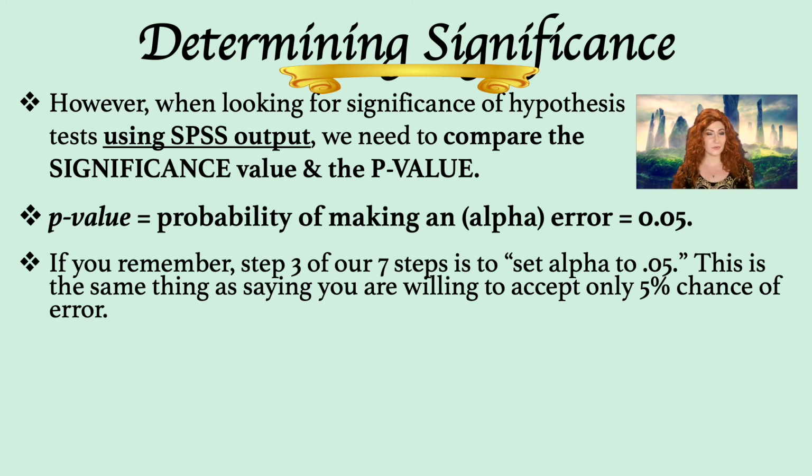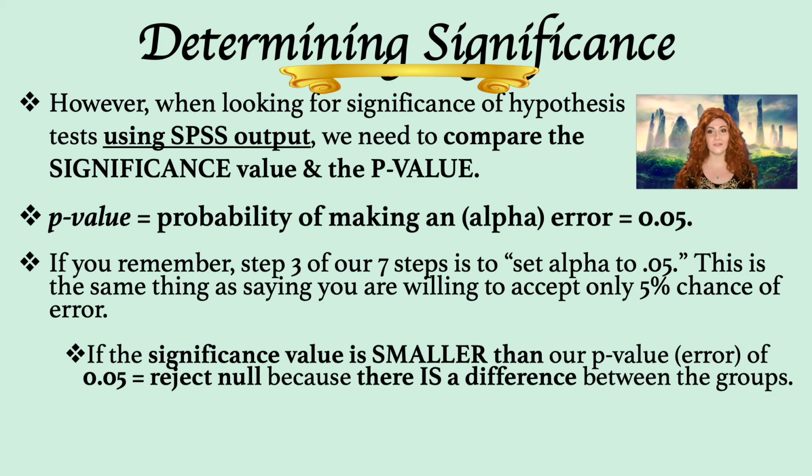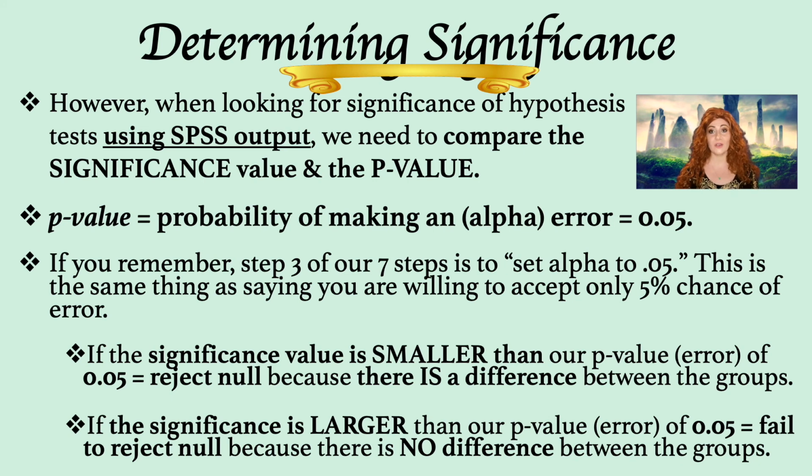If you remember, step 3 of our 7 steps was to set alpha to 0.05. This is the same thing as saying that you're willing to accept a 5% chance of error. So if the significance value that you see in your output is smaller than your p-value of 0.05, you are going to reject the null and conclude that there is a difference between the groups. However, if the significance value you see in the output is larger than 0.05, the p-value, then your decision will be to fail to reject the null and conclude that there are no differences between the groups.